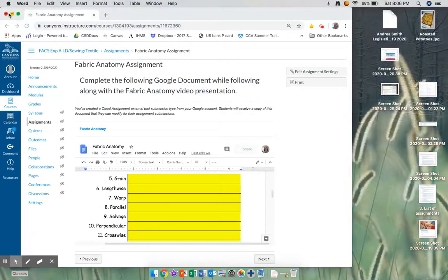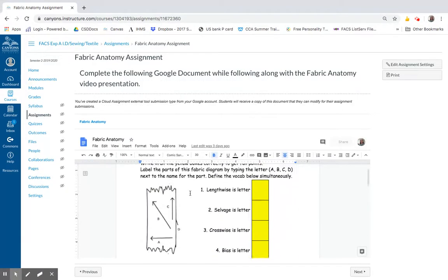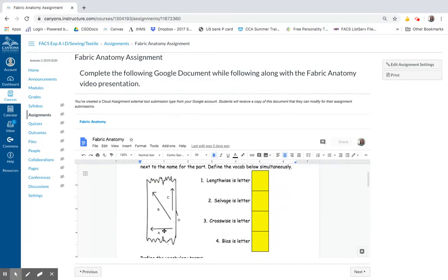And basic information. Really quick in here, your assignment, just to review. This edge and this edge would be your selvage, which means that letter D is your selvage. The letter that is parallel to our selvage is C. Lengthwise grain is parallel to our selvage, which means lengthwise would be C. Crosswise goes across our lengthwise, back and forth, so letter A would be our crosswise grain. And then bias is that 45-degree angle in the middle, so it'd be letter B.